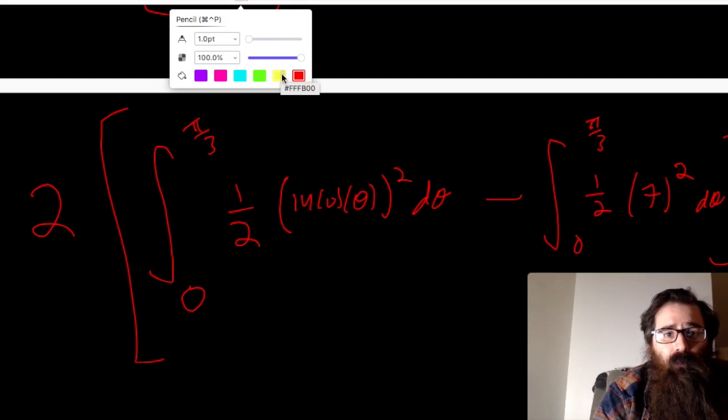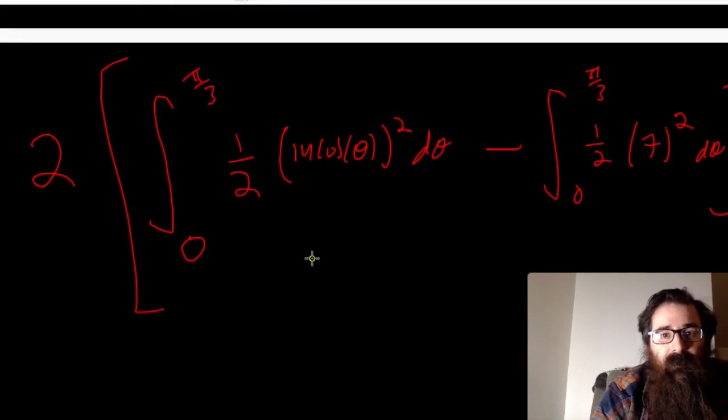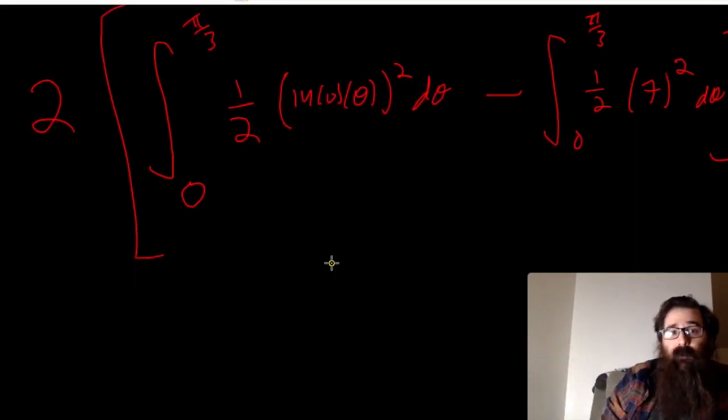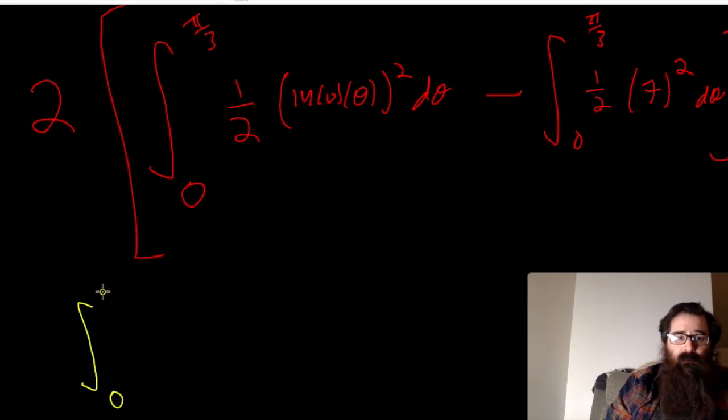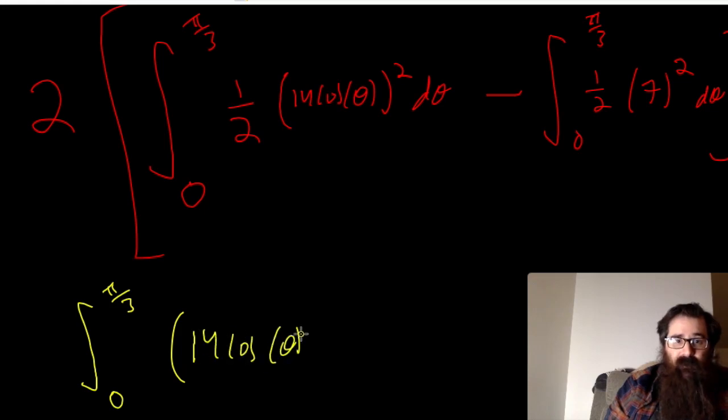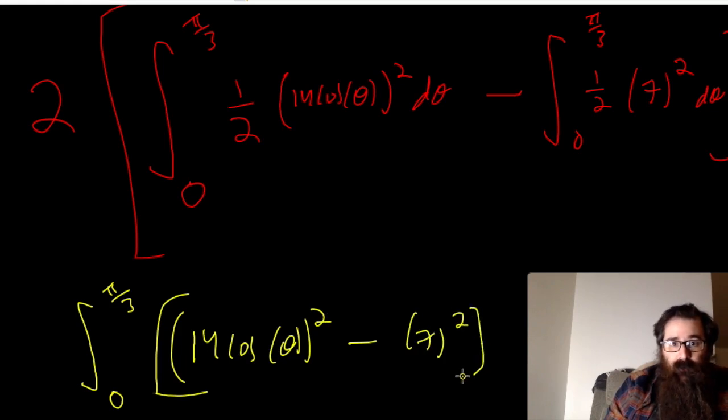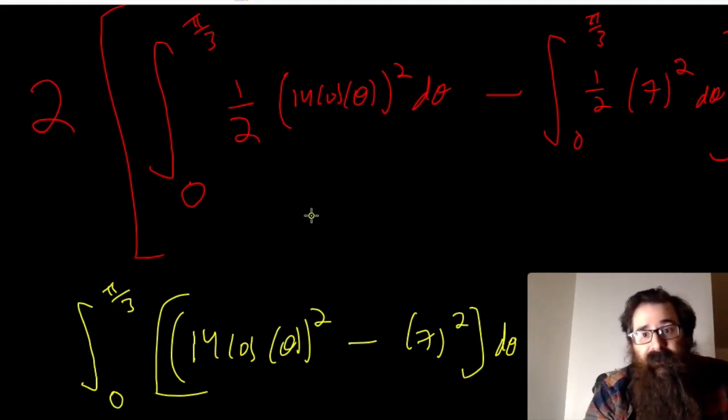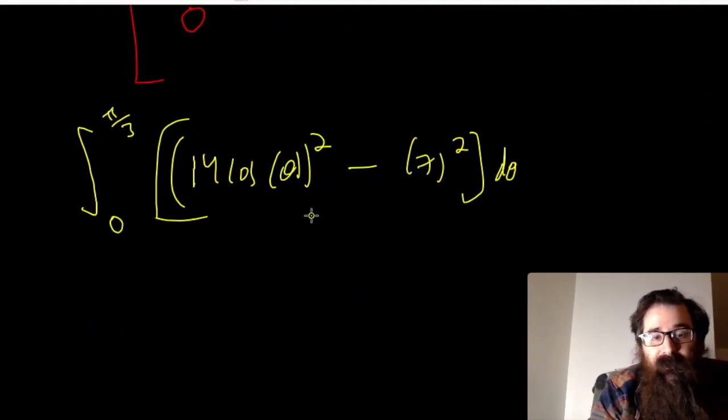Maybe just a few parting words here before we jump on out. You can factor the 1/2 all the way out or distribute the 2 in, however you want to think about it. And that's going to cancel. And then you can write this as one integral. We could say 0 to pi over 3 of 14 cosine theta squared, and then minus 7 squared d theta. Remember this 2, if I distribute it in, or if I factor the 1/2 out, it's going to cancel the 2 times 1/2. So we get this for our setup.